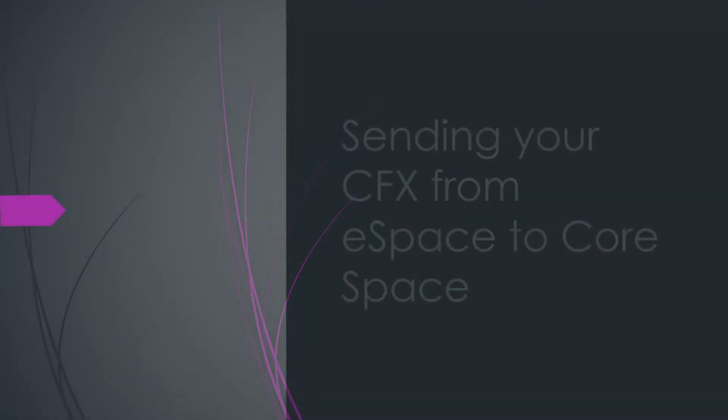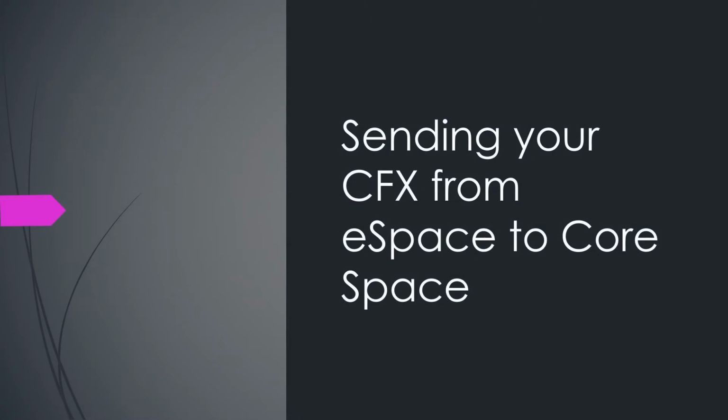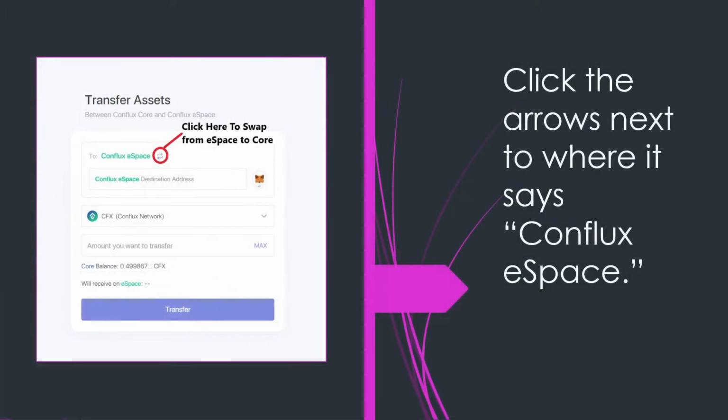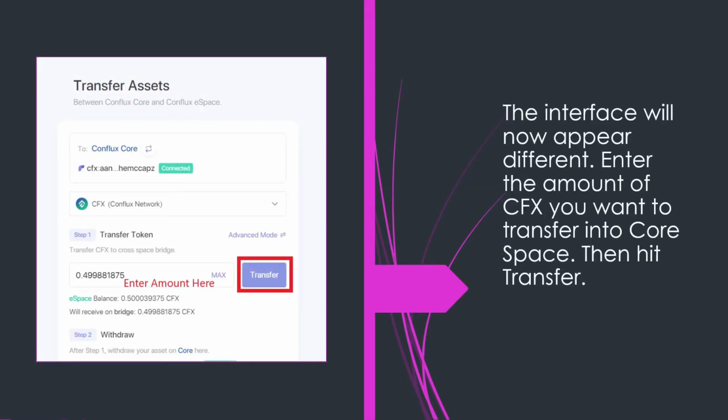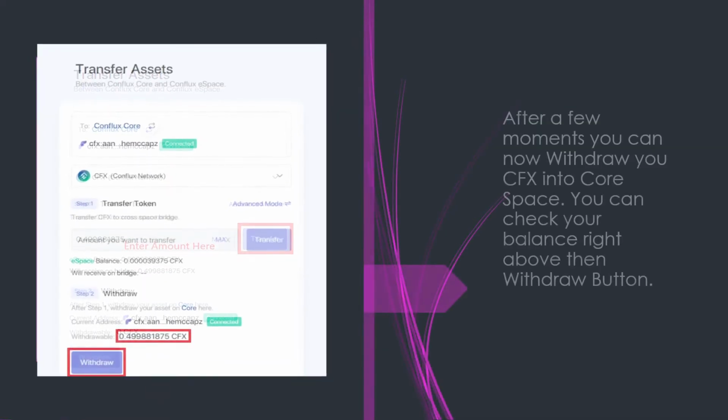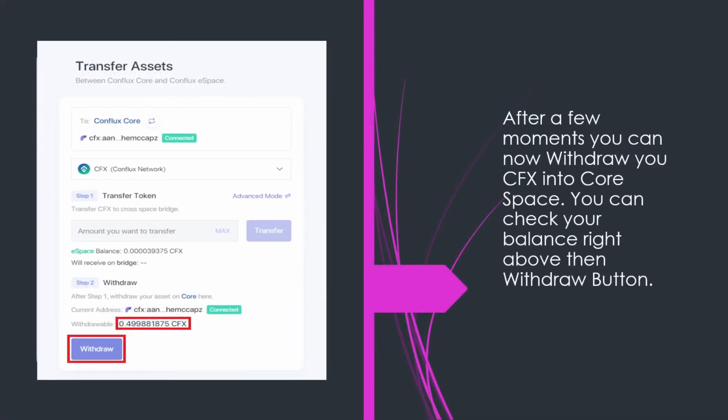Now sending your CFX from eSpace to cSpace is the next step here. I'm going to click on the arrows next to where it says Conflux eSpace. The interface will now appear different. Enter the amount of CFX you want to transfer into cSpace and then hit transfer. After a few moments, you can now withdraw the CFX into cSpace and you can check your balance right above the withdraw button.